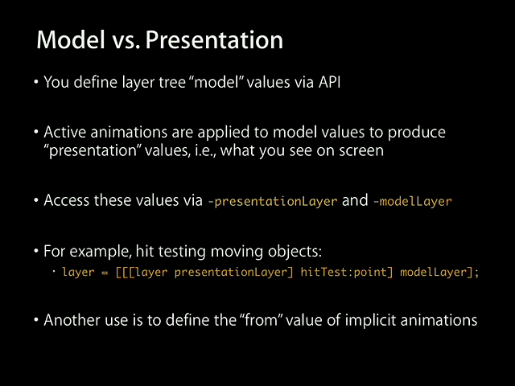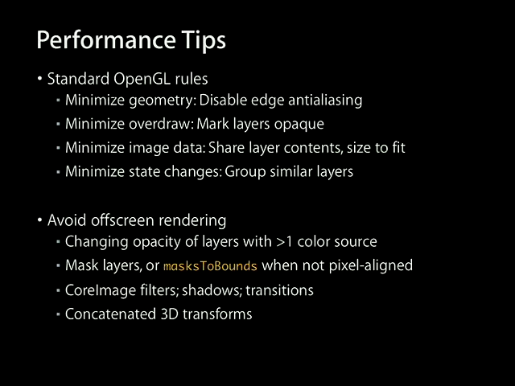So the other use is that we can ask a layer for its presentation layer and then query the value of the property we're about to animate. So when you change the position of a layer and we go off and generate the default implicit animation, we actually set the from value of the animation to be the position from the presentation layer. And that's because when you change the value of something while animating, you don't want to animate from where it was half a second ago. You want to animate from where it is now. So that's that. OK, so now we're getting on to more low-level things.